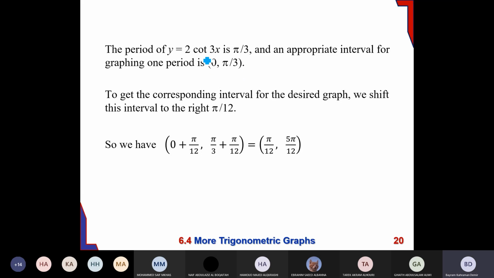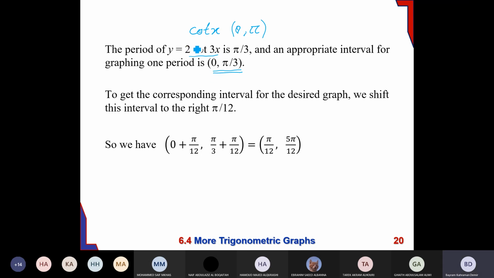Remember, for cotangent 3x, the new asymptotes are 0 and pi over 3, right? Because for cotangent x, what were the asymptotes? One is 0, another is pi, right? But when you have 3x, I need to divide by 3. 0 divided by 3 is 0. Pi divided by 3 is pi over 3. These are the asymptotes for cotangent 3x.